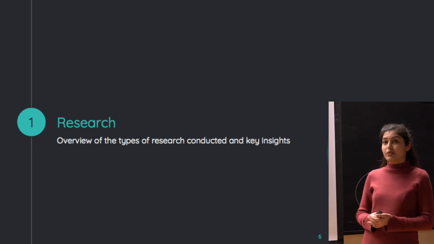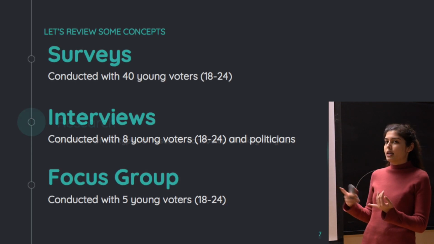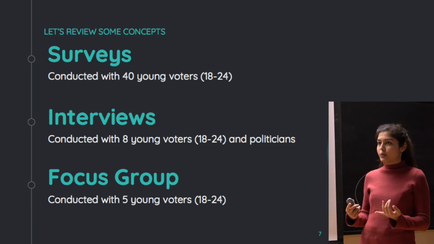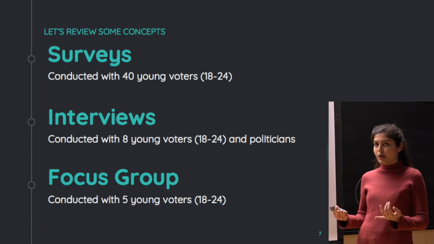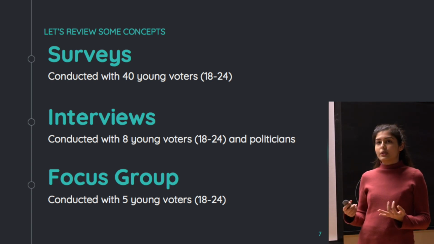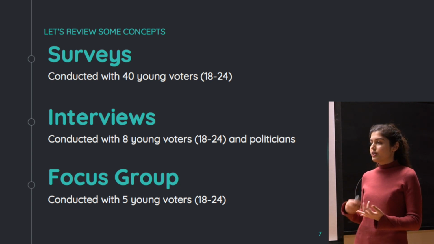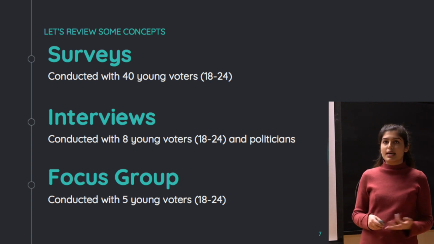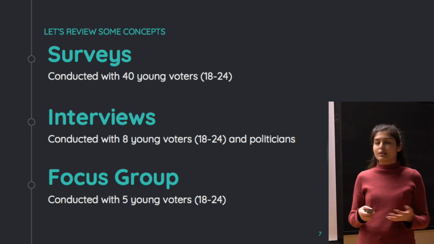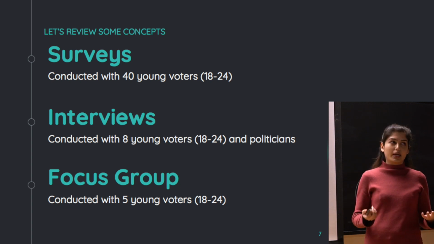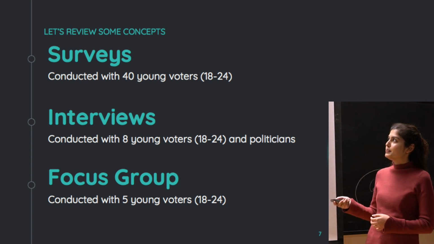To do so, we did 3 things. We started with surveys, and we surveyed 40 young voters from the ages of 18 to 24. We then followed that with interviews of 8 young voters as well as politicians. And lastly, we did a focus group that included 5 young voters, also aged 18 to 24.